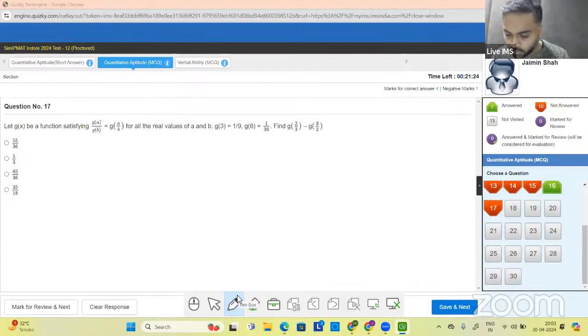Let g of x be a function satisfying g of a upon g of b is equal to g of a upon b for all the real values of x. If g of 3 is equal to 1 by 9 and g of 6 is equal to 1 by 36, find g of 2 by 3 minus g of 3 by 2.